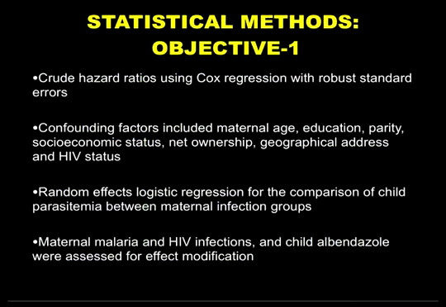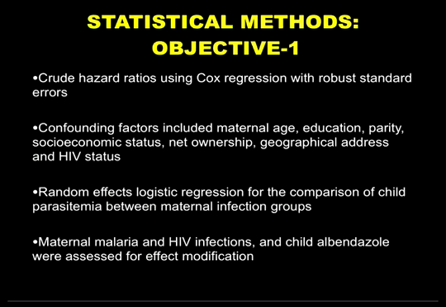For the observational analysis, we obtained crude hazard ratios using Cox regression with robust standard errors to correct for within-child clustering. The confounding factors that were adjusted for included maternal age, education, parity, socioeconomic status, whether the mother had a net, we didn't ask for whether they used the net, their geographical address, as well as HIV status.